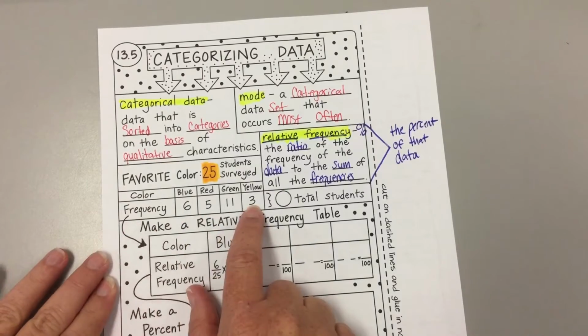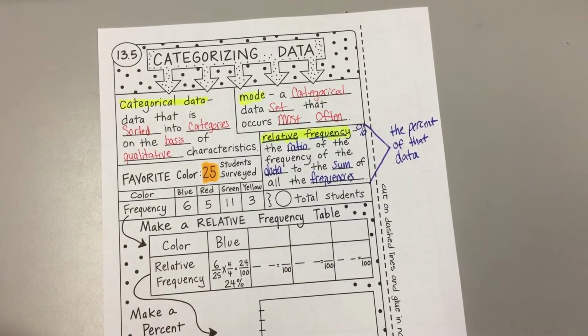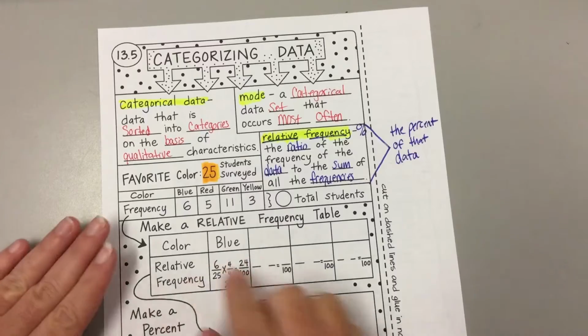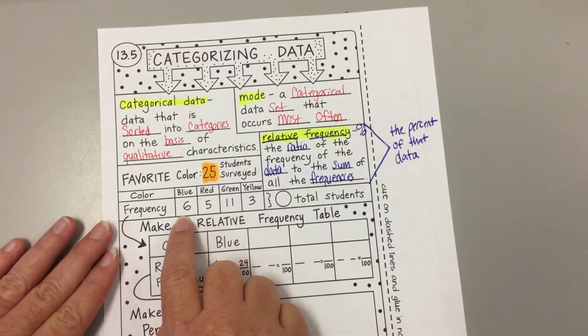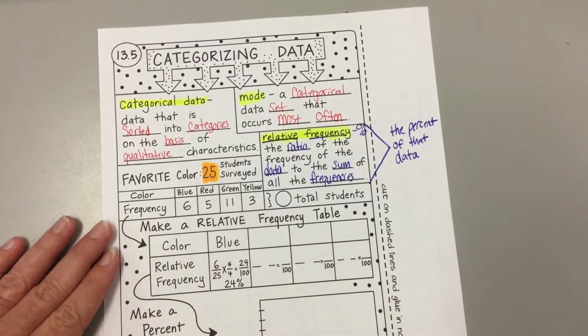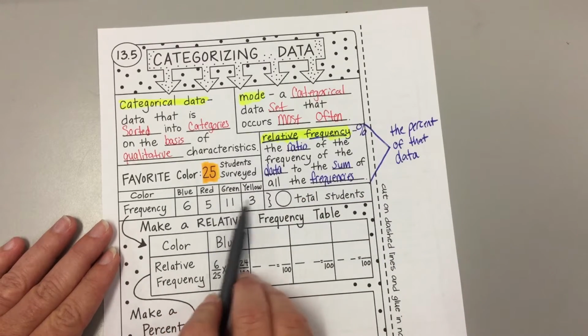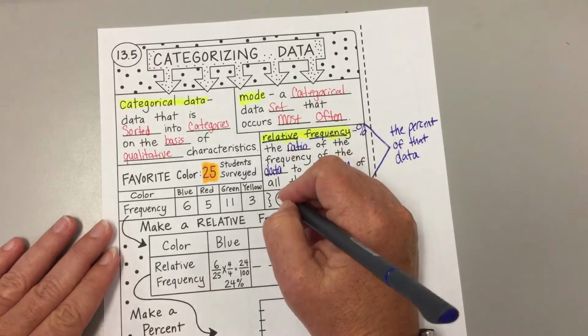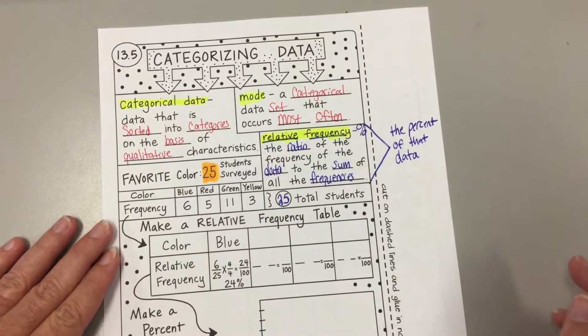Okay, so here's my frequency. Remember yesterday we were doing those tally marks, right? With the ducks. Anybody? Yeah, we were doing the ducks and we did the tally marks. We put little lines on our notes. So this is the same thing. Frequency is the number of times that people chose blue, the number of people that chose red. So, total students. How many total students did we have? 6 plus 5 plus 11 plus 3 is 25. Good. Just make sure we know that.